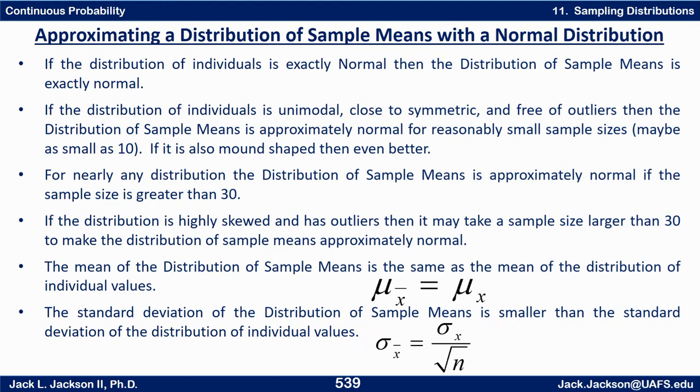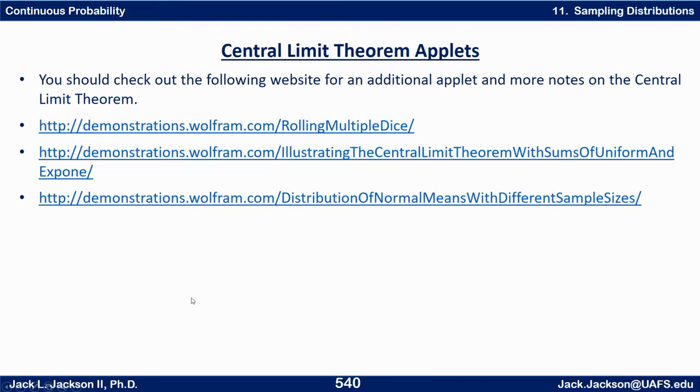We're going to assume that the distribution of x bar values will be approximated well by a normal distribution. And of course, what do we need to identify which normal distribution to use? We need its mean and standard deviation. The mean that we use for that distribution of x bars is the same as the mean for the individual x's. And the standard deviation of the x bars is just equal to the standard deviation of the individual x's divided by the square root of the sample size.